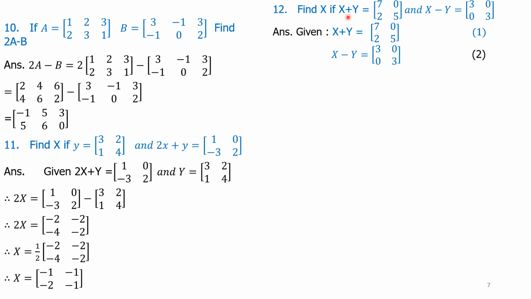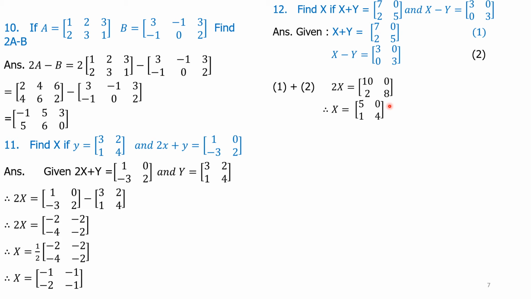If we add equations 1 and 2, Y and Y get cancelled, and we get 2X. So 2X is equal to the sum of corresponding elements: 7 plus 3 is 10, 0 plus 0 is 0, 2 plus 0 is 2, and 5 plus 3 is 8.